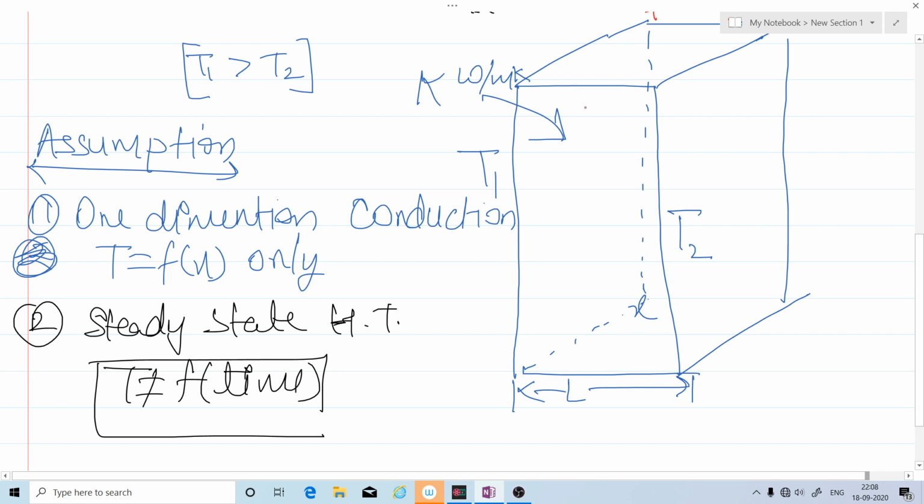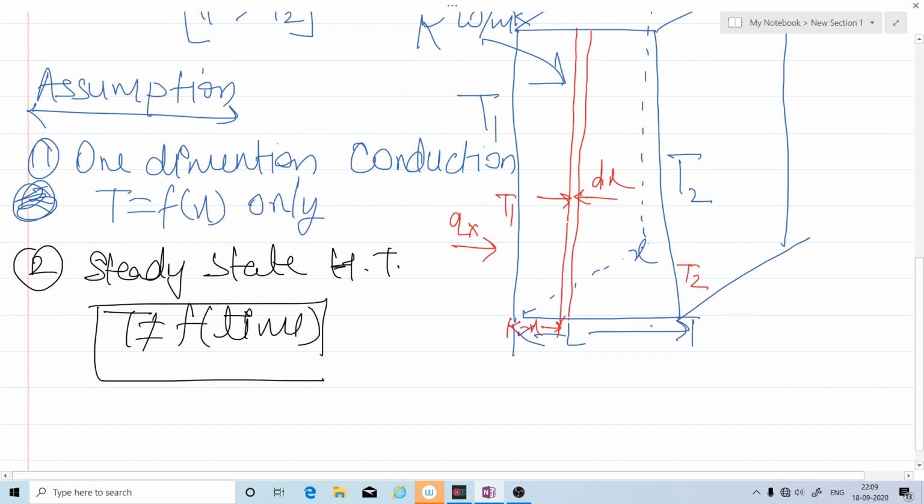For study purposes, let us say there is a small section of this slab of thickness dx. Let's say the thickness of this section is dx, and it is at a distance x from the left hand face. T1 is the temperature at the left face and T2 is the temperature at the right face, that we already know. Consider the heat transfer rate in the x direction as qx, or we can say q.